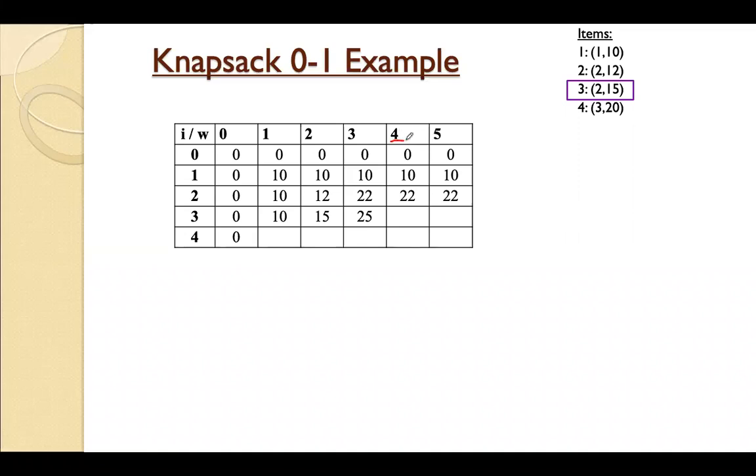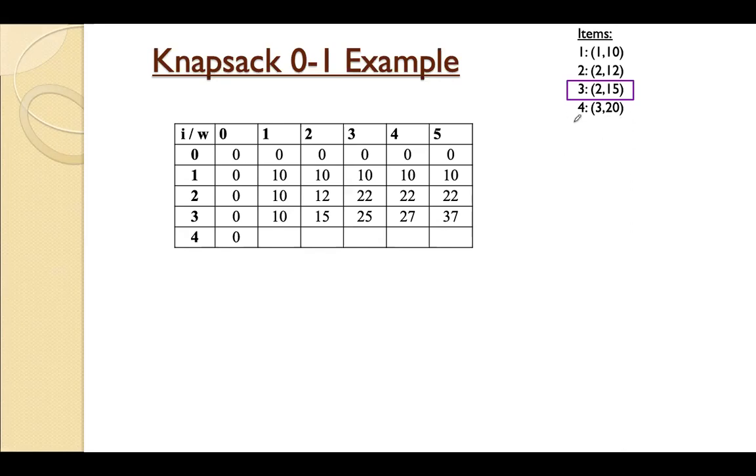When it comes to W value 4, see, among these three items, you can take these two items, 2 kg and 2 kg, and this row value will be 27. Okay, W is 5. 5 means you can take all three items altogether. They can be stored in the bag. What will be the value? Value will be 37. So we'll write down that 37 here.